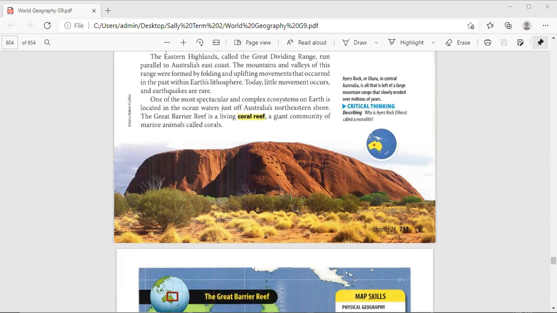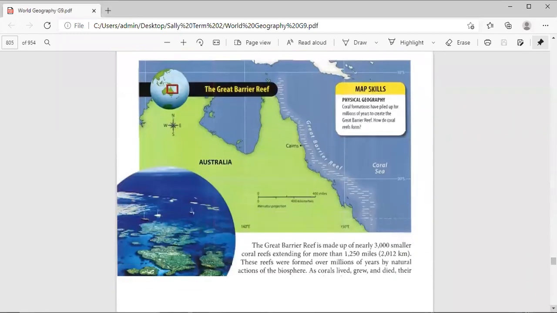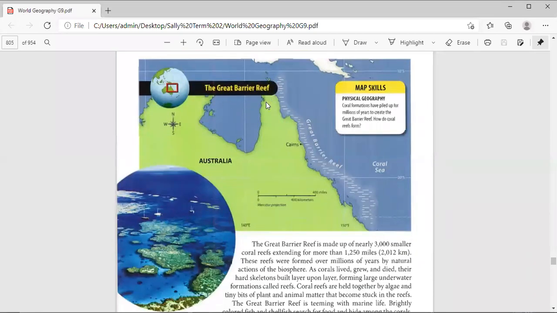Here, as you can see, guys, on the picture, this is the Great Barrier Reef. Actually, as Farah mentioned, the Great Barrier Reef is made of smaller coral reefs. What's meant by coral reefs? She said a giant community of marine animals that are called corals. Okay?